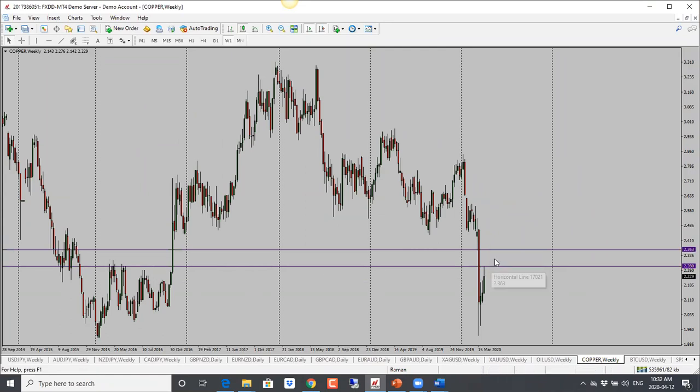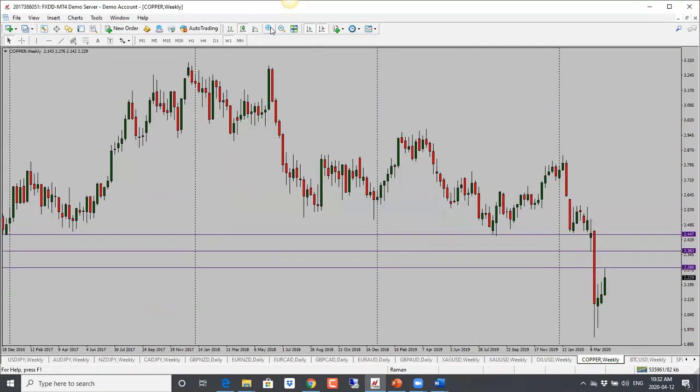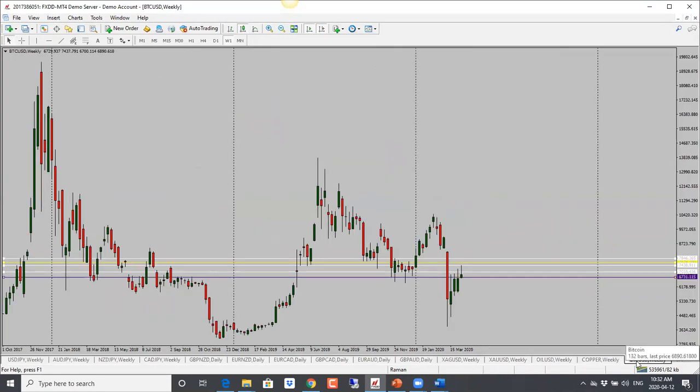But should it go through that, the next level that we are looking at is 2.36 and then 2.45. So bullish bias here for copper. But like I said, because this is an important resistance level, 2.28, we could see a move back down. So just keep that in mind, but bias is bullish for copper.